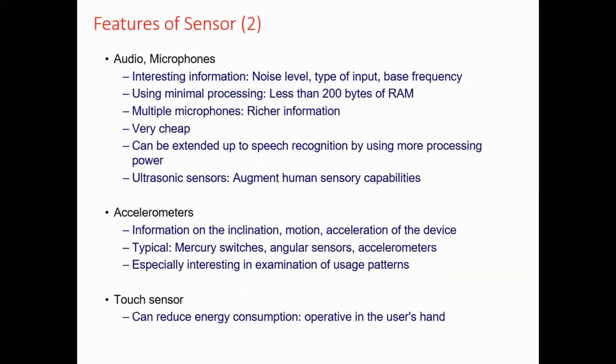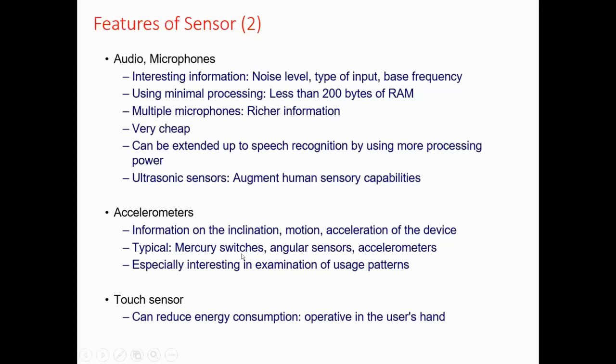If you are using audio or a microphone sensor, what features will you extract? The interesting information is noise level, type of input, and base frequency. The minimal processing speed is low, and multiple microphones are not needed. It gives richer information and is very cheap. It can be extended for speech recognition by using more processing power. Also, ultrasonic sensors exist to augment human sensory capabilities. If you are using accelerometers, the features are inclination, motion, and acceleration of the device: how much it is inclined and what the motion is.